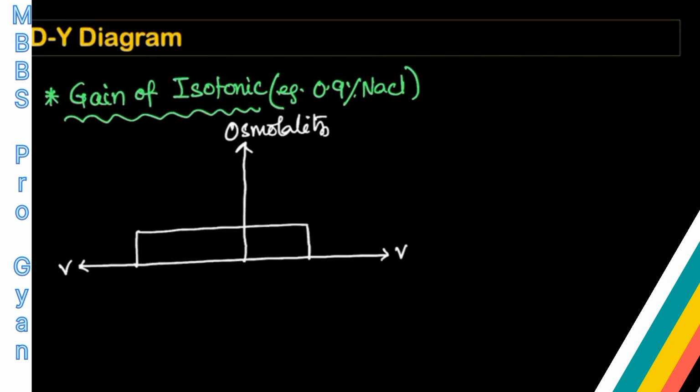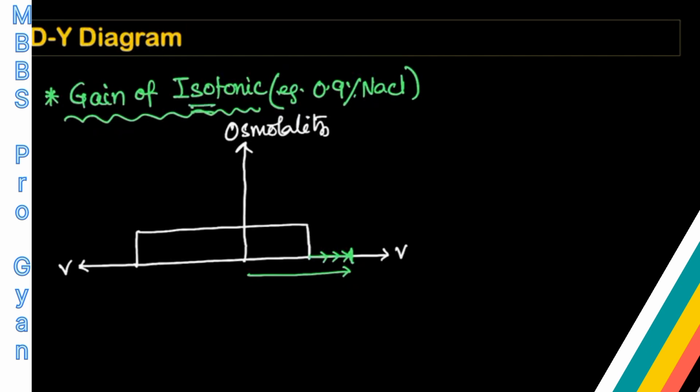So what will happen? Your ECF volume will increase. Look at this diagram how I am drawing. So on the x-axis, this ECF volume is enlarging. ECF volume expansion is going on. So this is the new volume of the ECF. So the volume has expanded. Now I am asking myself, what will happen to the osmolality of the ECF now? Will there be any change in osmolality of the ECF? The answer is no. Because what kind of solution have you given?